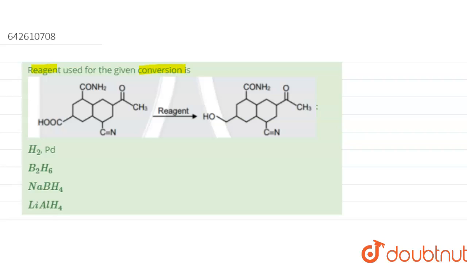What we are seeing in this question: CONH2, this group and this group are the same. In both, this group and this group are also the same. Here is the cyanide group, and on the product side also we have the cyanide group. Now here we see COOH, the carboxylic group, and there we have the OH group, the alcoholic group. This is the only difference: the carboxylic group is converted into the alcoholic group. So by using which reagent can we convert the carboxylic group into the alcoholic group, that is, the OH group? Let us check.